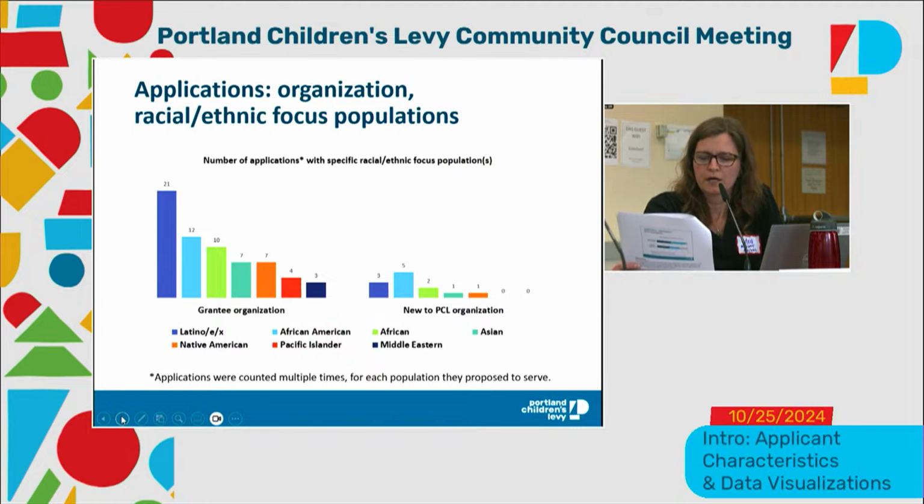In the dark blue bars on the previous slide, we counted applications one time, regardless of who they said they were going to serve. In this slide, we count applications for each racial and ethnic population they proposed to serve. The bars show the number of applications that proposed to serve specific racial and ethnic focus populations. Some applications proposed to serve only one. Some applications proposed to serve more than one. An application was counted for each population they proposed to serve.